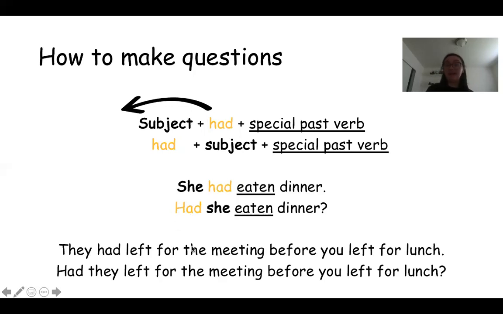Now, to make questions, we have another sentence. This one's really long, but I wanted to show you how easy it is to change it into a question. If I said, they had left for the meeting before you left for lunch, and I wanted to make it a question, this is a huge sentence. How do I make it a question? The only thing I have to do is move had to the beginning of the sentence. Had they left for the meeting before you left for lunch? And that's it. Had they left for the meeting before you left for lunch?